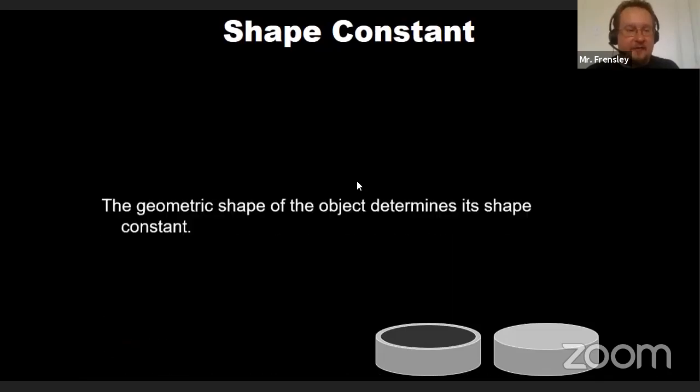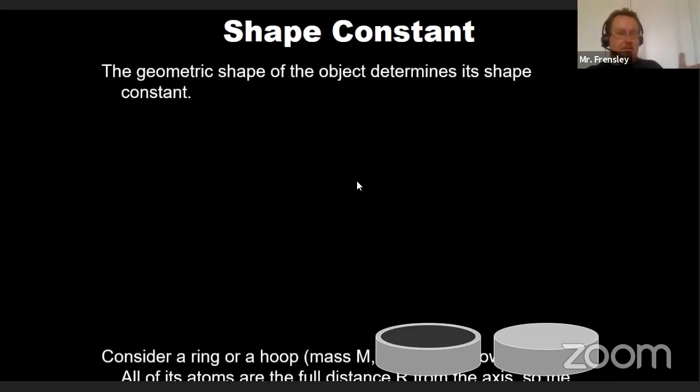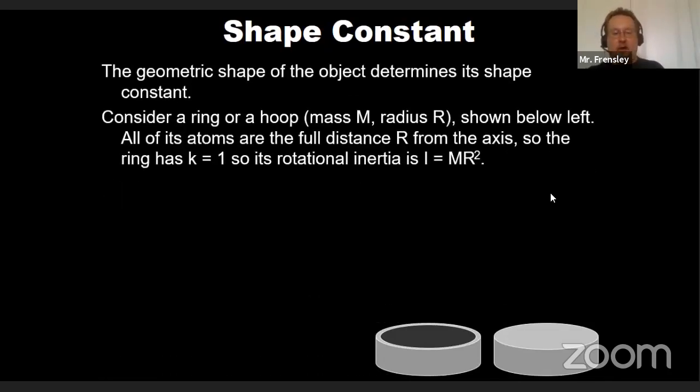So here's an example. The shape determines the shape constant. This is my ring right here, on the left, and it has a shape constant of 1 because all the atoms are the same distance from the axis. All the atoms are one full R from the axis. So if I average every atom's distance, R, R, R, R, R, going around, I'm going to turn into a pirate here if I'm not careful. Then the average of all the R's is 1R, so the rotational inertia is mr squared.